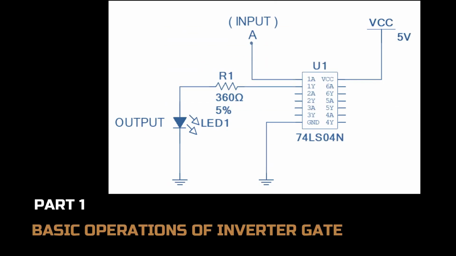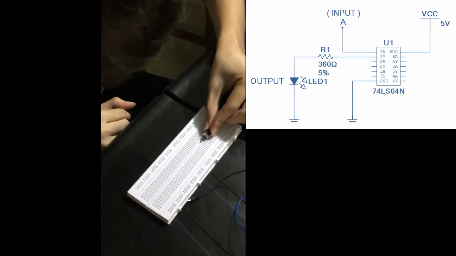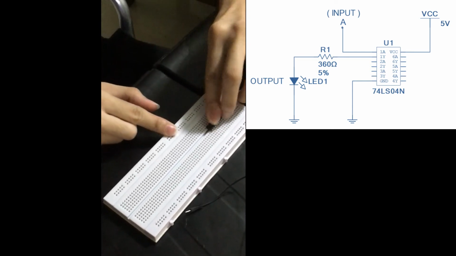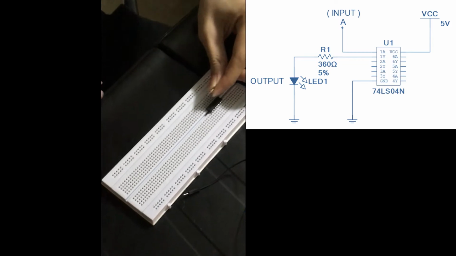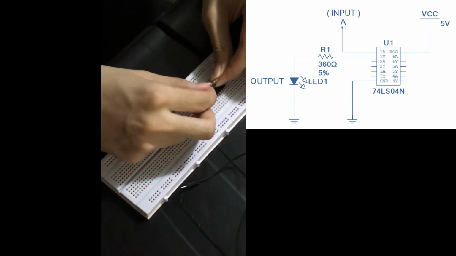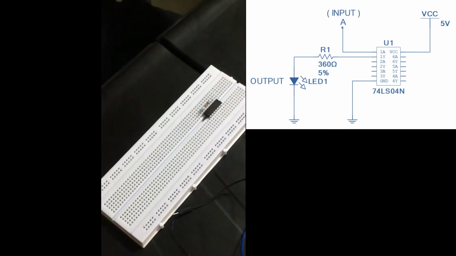Part 1 of the experiment is the basic operations of the inverter gate. We will be using the 7404 inverter gate, or the NOT gate, with an expected result of logic 1 and logic 0 respectively.